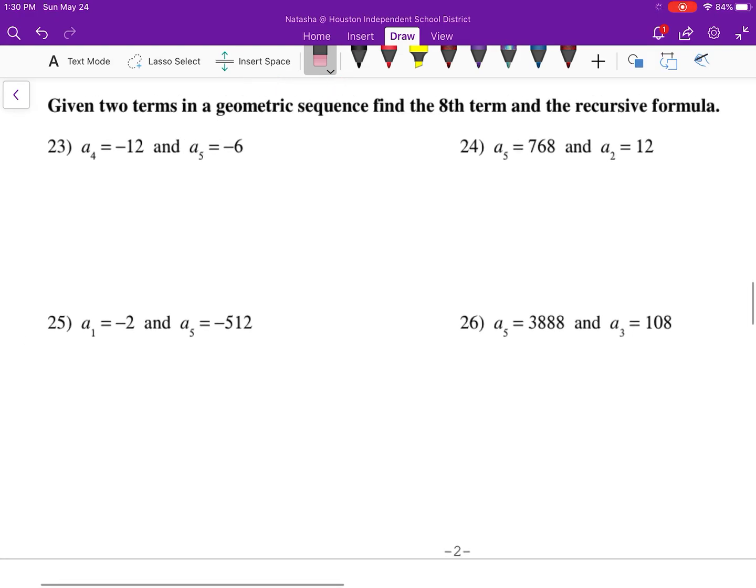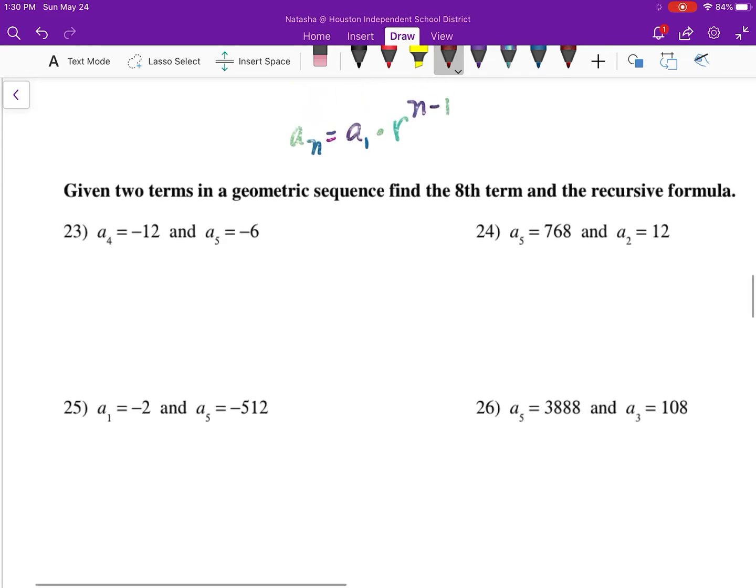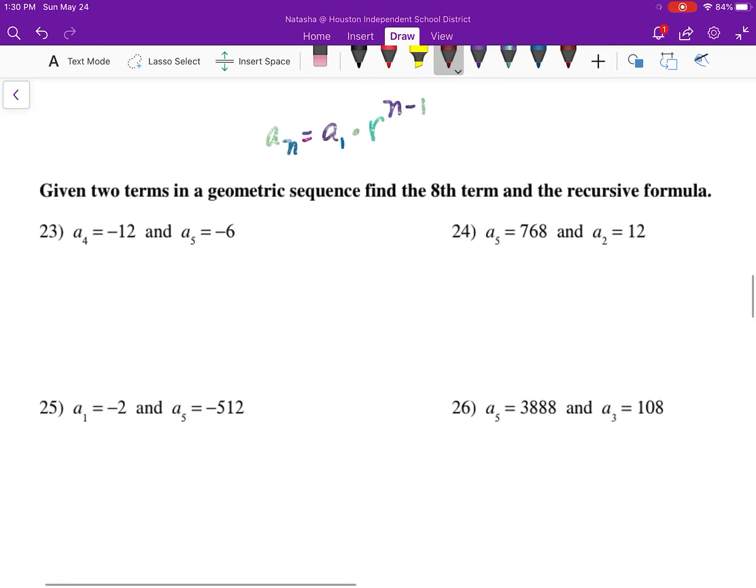Now, I'll be the first one to say on 23 through 26, there may be an easier way to handle these. I don't know. For me, this is the easiest way to do this. We're going to use a system of equations, but unlike the arithmetic sequences, where we were able to use the elimination method, because with the geometric we're dealing with exponents, we have to use substitution.